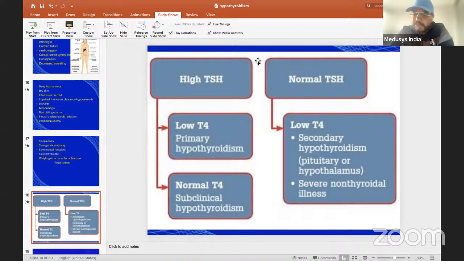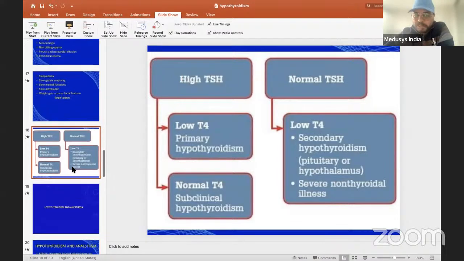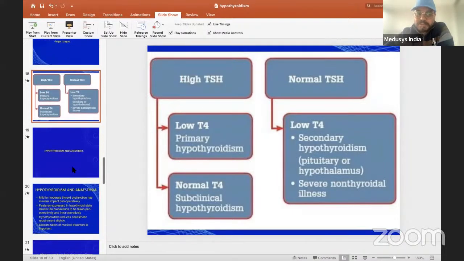The other arm is the normal TSH. If the patient has low T4, that may be secondary hypothyroidism, either pituitary or hypothalamic, or a severe non-thyroid illness like euthyroid sick syndrome. That is a different thing that you most likely don't encounter in day-to-day practice.